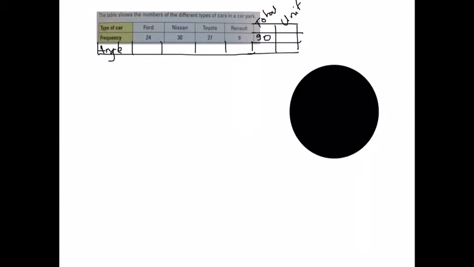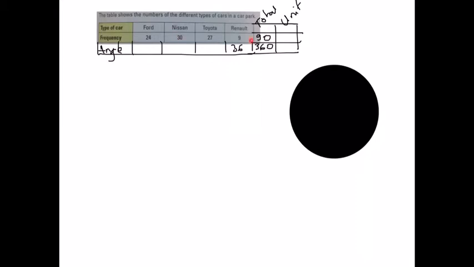And what do you know? You know that for this whole lot, you'll get the whole circle here, so it means that you're going to get 360 degrees for all of these 90 cars. Okay, and now what do you see? You see that, for example, the Renault occurs 9 times, so this is going to be 1/10 of the total frequency. So basically, if you divide by 10 here, you also need to divide by 10 there, and you'll get 36 degrees. You see now that 30 is also easy to relate to 90.